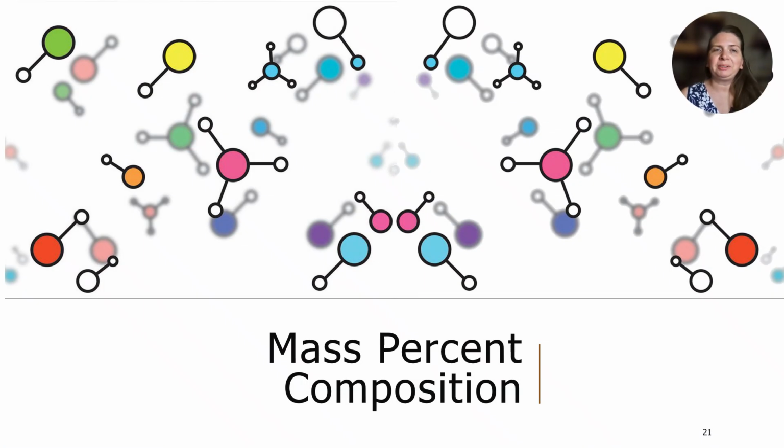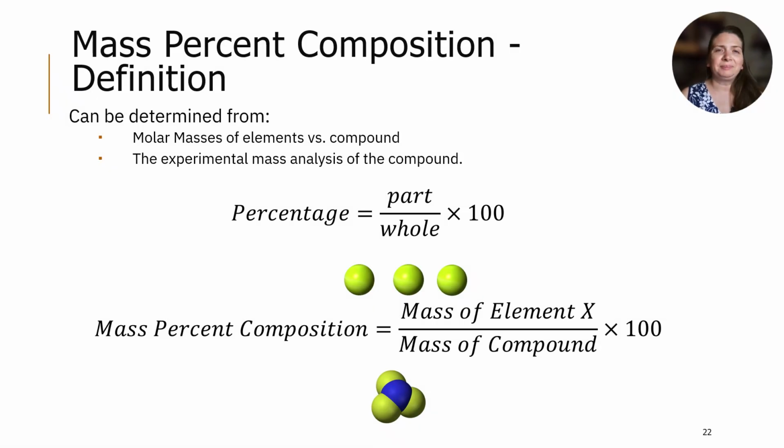In this video, we are going to be learning about mass percent composition. All percentages relate a part to a whole. The part divided by the whole gives us a decimal value, which can be converted into a percentage by multiplying by 100. When we talk about mass percent composition, we are describing the mass of the element within a compound compared to the total mass of the entire compound. Mass percent composition can be calculated using either experimental data or molar masses calculated from the chemical formula.